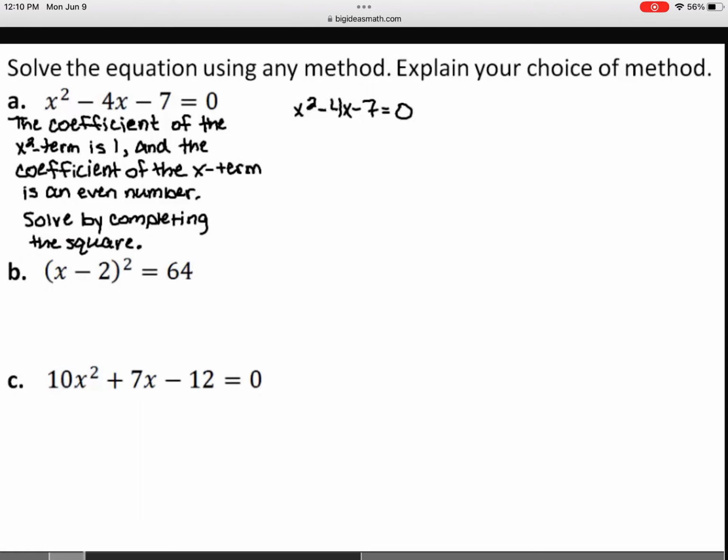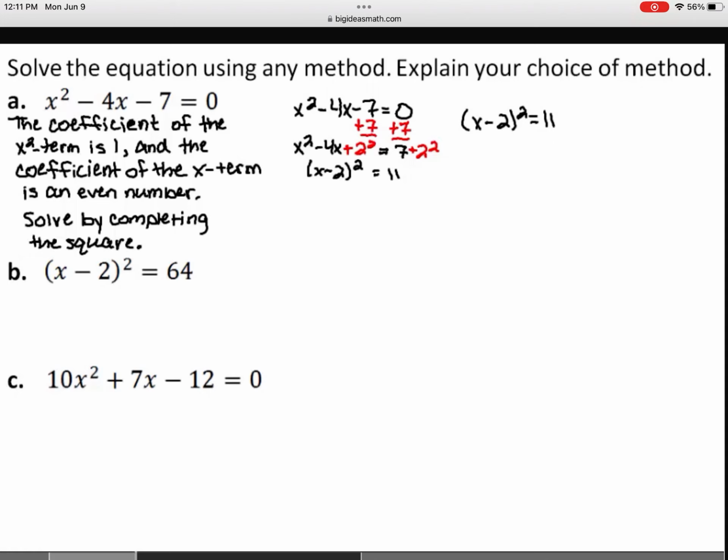Begin by writing the equation. To complete the square, you first want to add 7 to each side, giving you x squared minus 4x equals 7. x squared minus 4x is of the form x squared plus bx, where b equals negative 4. So to complete the square, add 2 squared to each side. x squared minus 4x plus 2 squared is a perfect square trinomial and factors as the quantity x minus 2 squared. 7 plus 2 squared simplifies to 11.